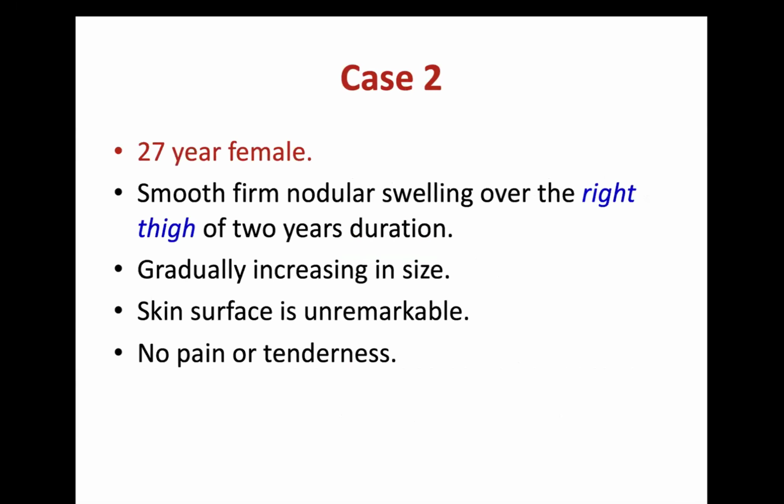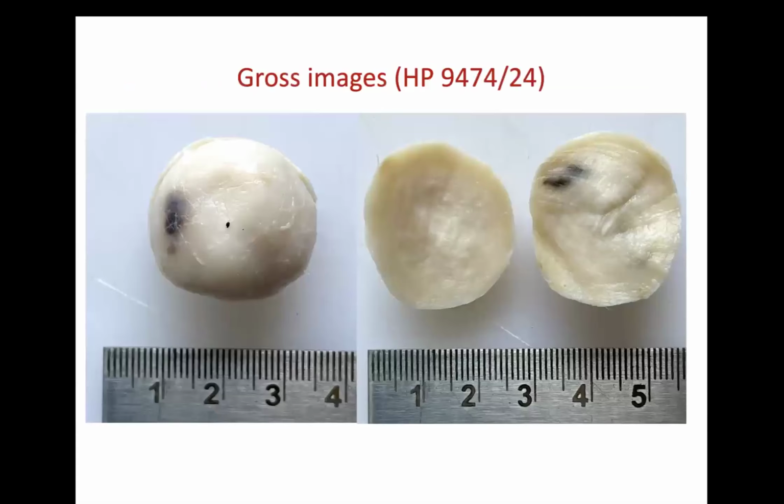The second case is a 27-year-old female with a smooth, firm nodular swelling over the right thigh of 2 years duration. The skin over the surface was unremarkable. There was no pain or tenderness. It was a smooth nodular swelling; the cut section was gray white, with no necrosis and some focal hemorrhage in areas.